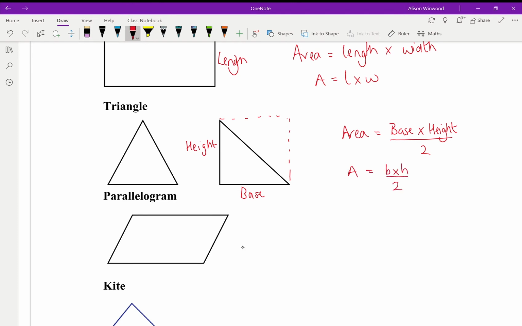It's still true for all other triangles, where we take the height to be the perpendicular height compared to a base.